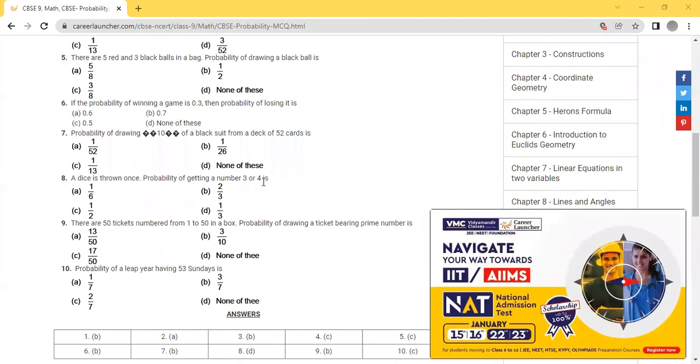Or means we find the probability of 3 as well as of 4, and subtract whatever is common. Okay? On a dice, the probability of 3 is 1 by 6, and the probability of 4 is 1 by 6. So 1 by 6 plus 1 by 6 is 2 by 6, that is 1 by 3. So D part is the answer.